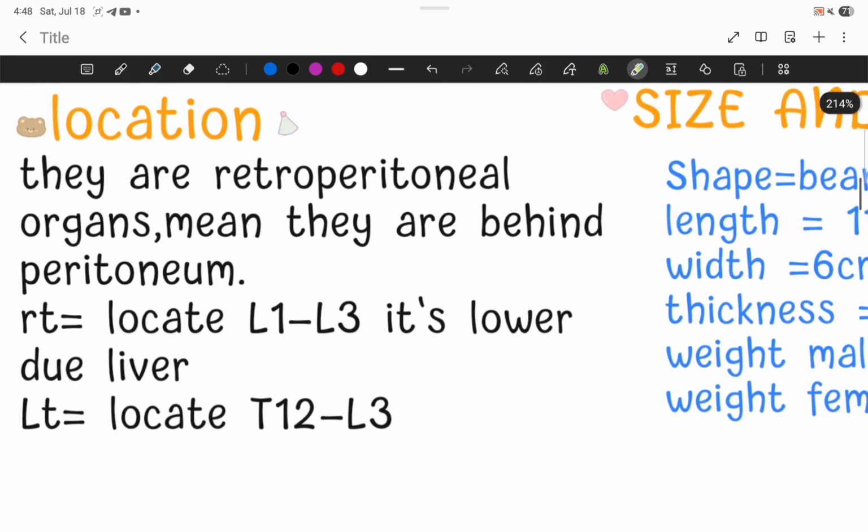So we talk about the location. They are retroperitoneal organs. They are behind the peritoneum. So remember that they are behind the peritoneum. The right kidney is located at L1 to L3, and the left kidney is located at T12 to the L3 vertebral column. The right kidney is lower than the left kidney due to the liver.